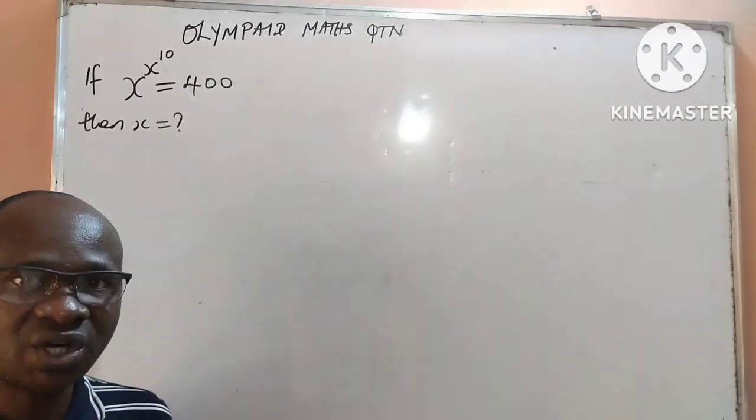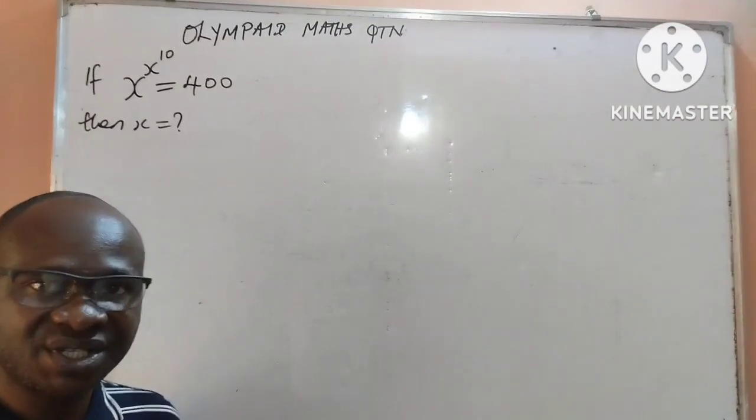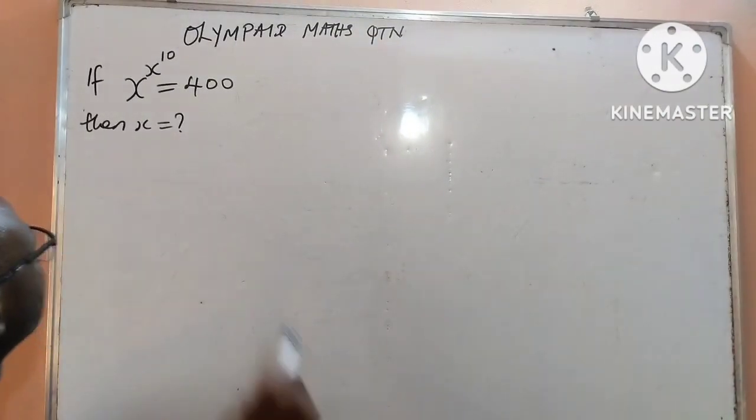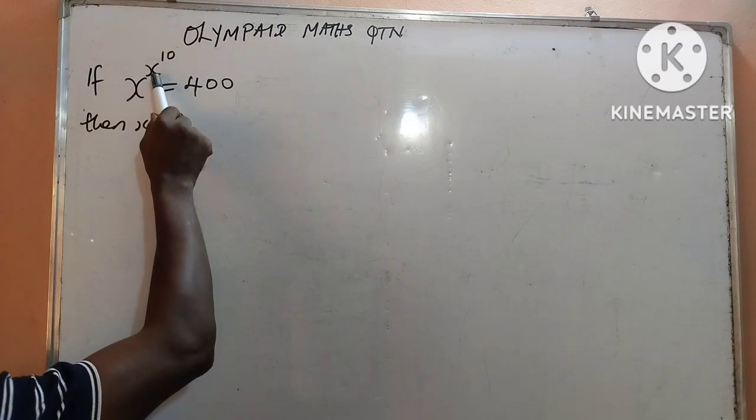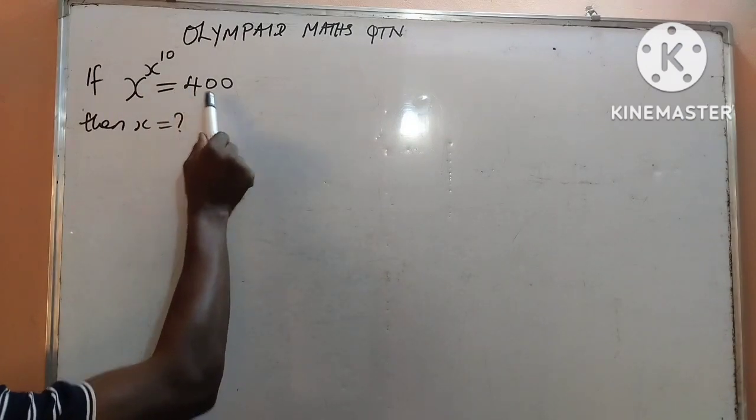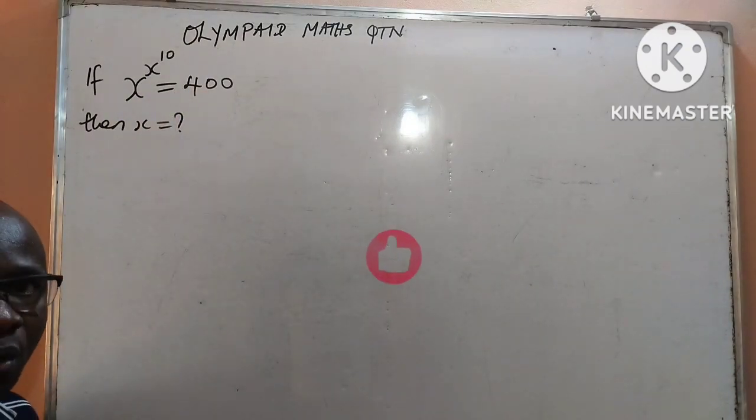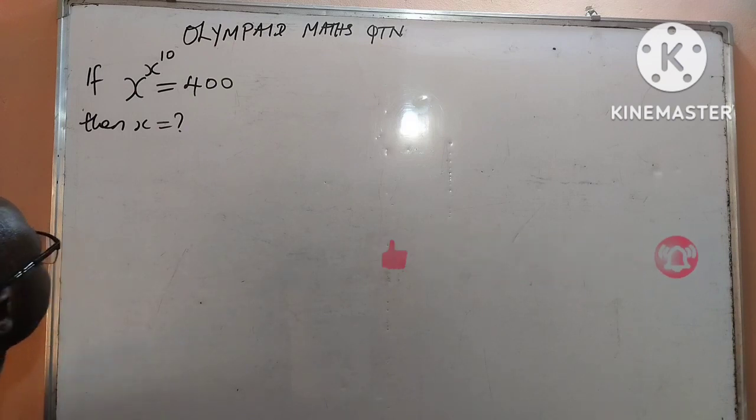Today's class will be based on an Olympiad math question as it is written on the board. If x raised to power 10 is equal to 400, what is the value of x?